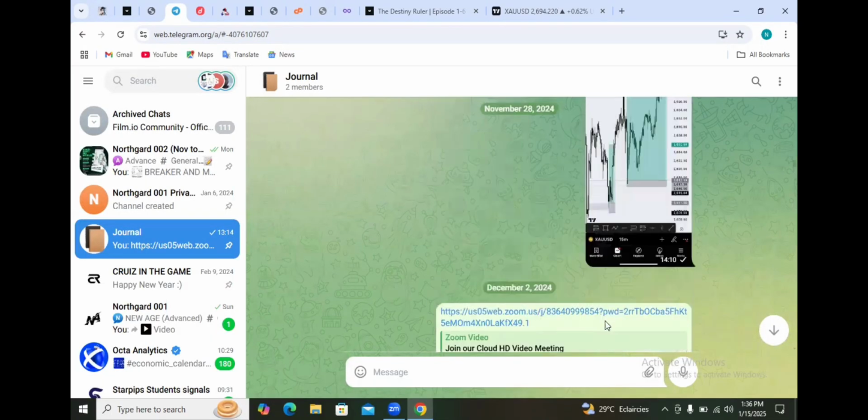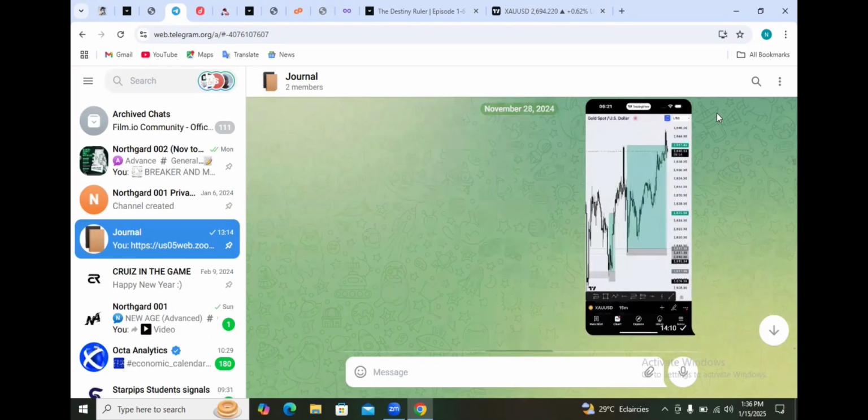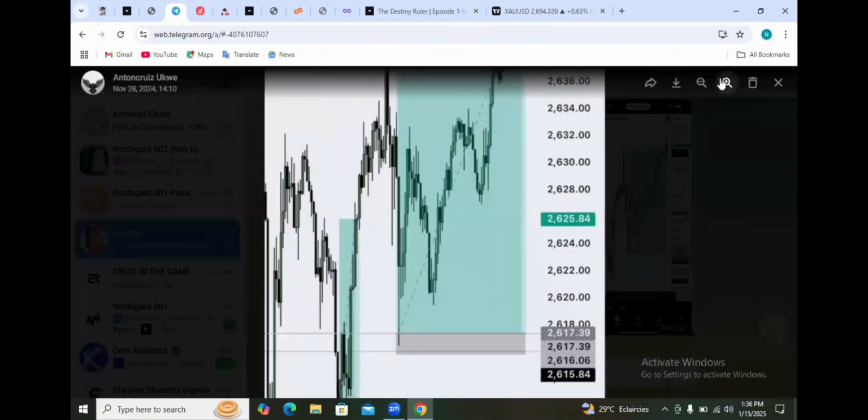Because of time, I didn't save a lot of videos. Take a look at this one again. A lot of images, sorry. Okay, let's call this a mitigation block. But market is still respecting the wick of this candle, even the one inside.